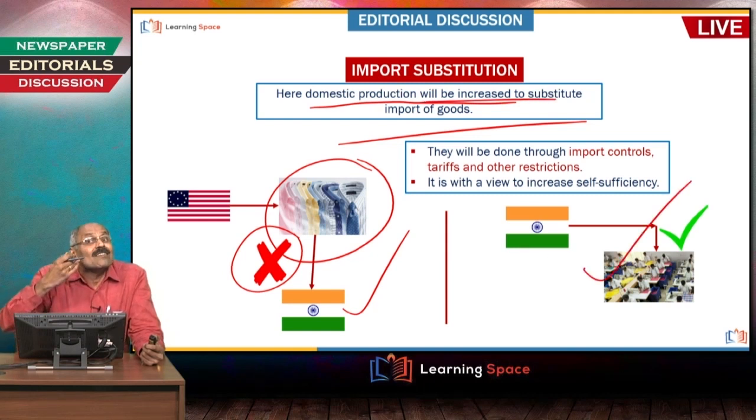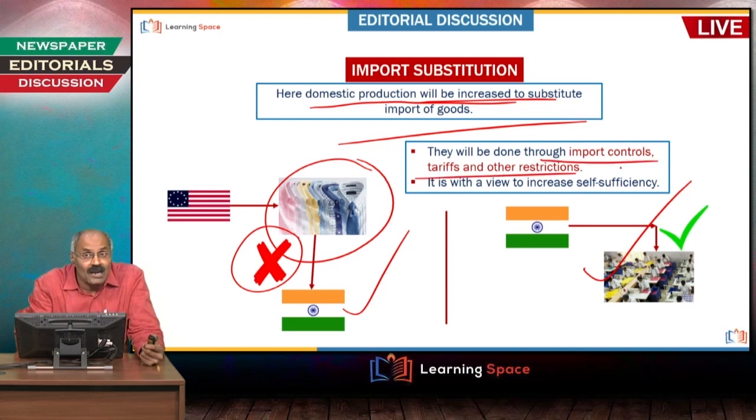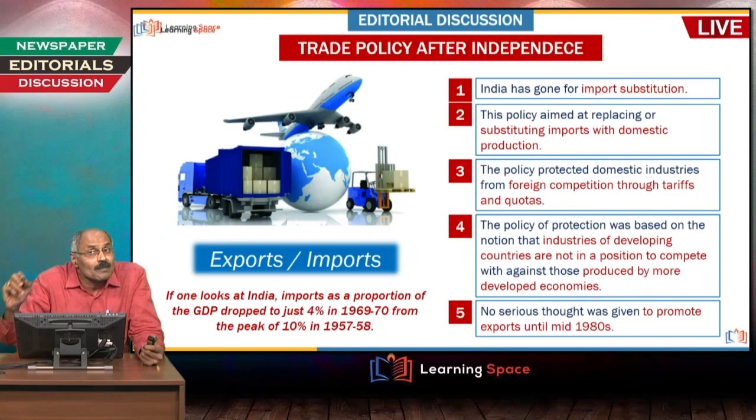So we have to increase our production by imposing restrictions on imports. That means it will be done through import controls, tariffs and other restrictions. Of course, nowadays tariffs and other restrictions are not that easy. They are based on WTO regulations, and in those days some tariffs were imposed. Another important aspect is that this protection to domestic industries may be required in the initial stages of economic growth, but not always. Here it is with a view to increase self-sufficiency. So please understand the meaning of import substitution.